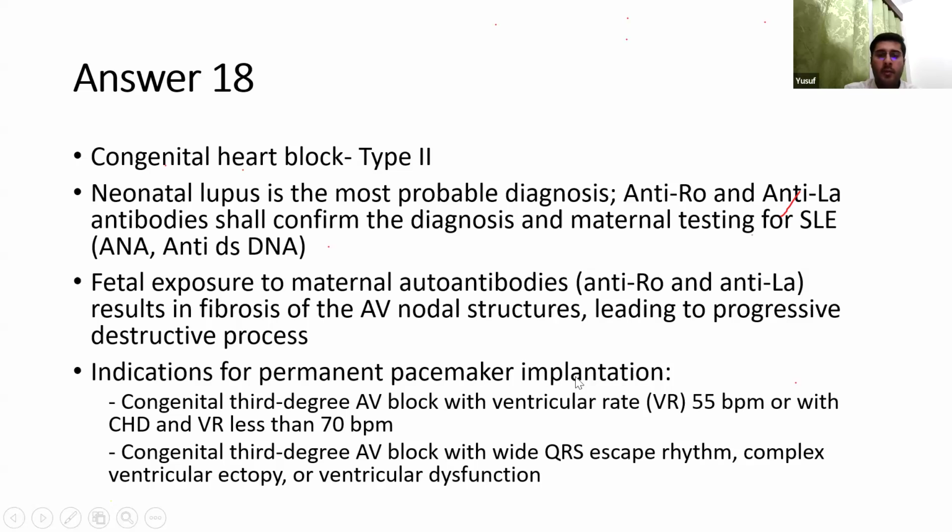The indications for permanent pacemaker implantation are a congenital third degree heart block with a ventricular rate of less than 55, or if there is an underlying CHD, a ventricular rate of less than 70. And if this congenital third degree heart block is associated with an escape rhythm, complex ventricular ectopy, or dysfunction, then you have to put in a permanent pacemaker in these babies.